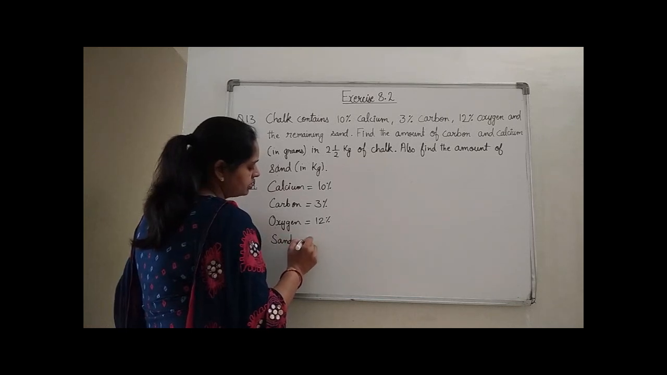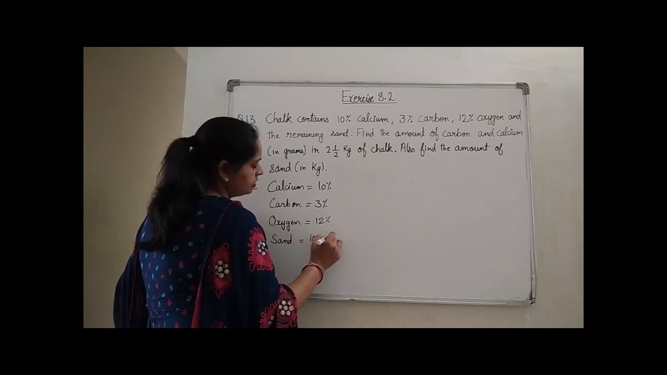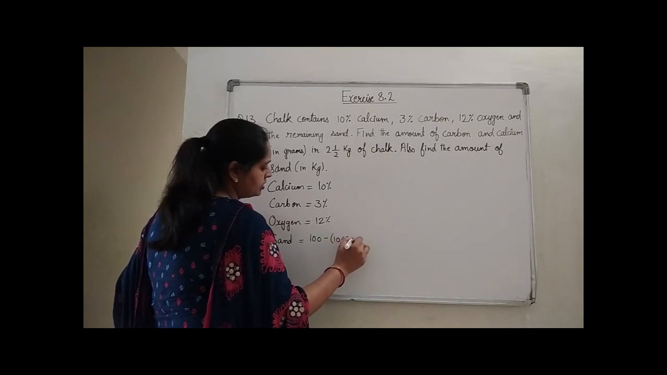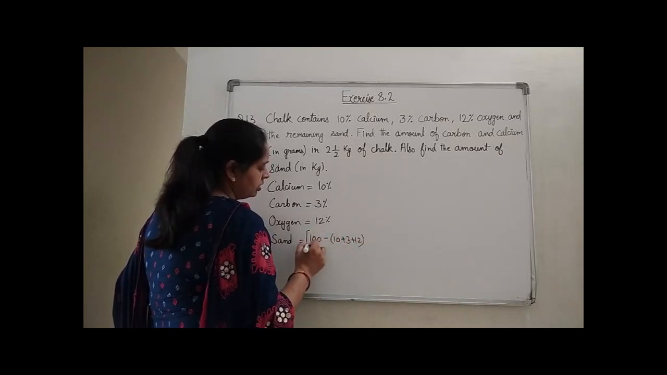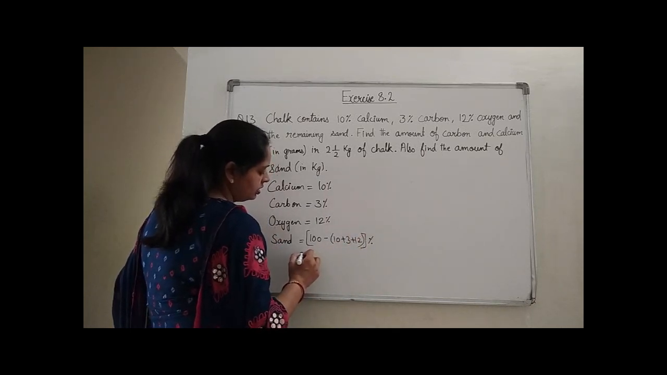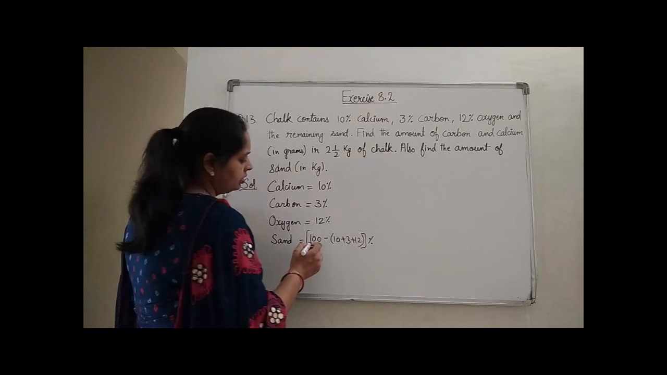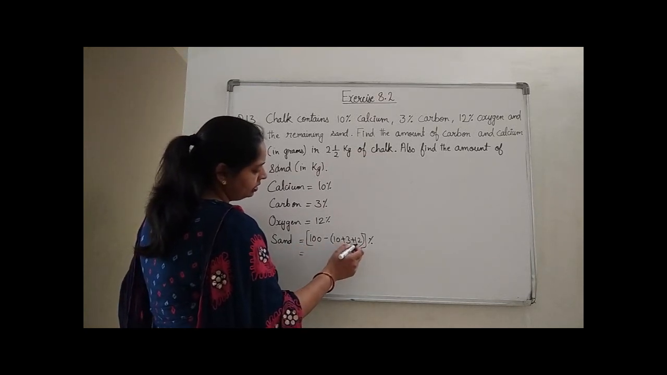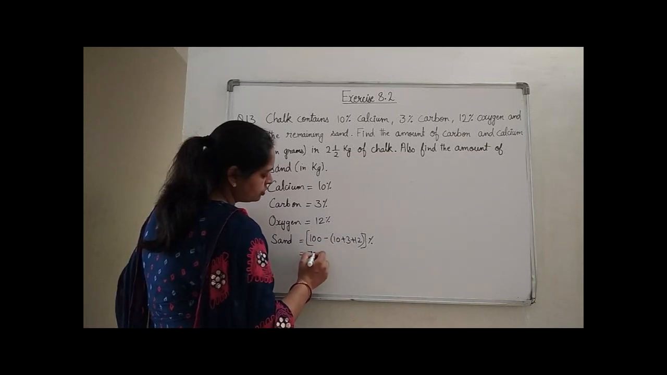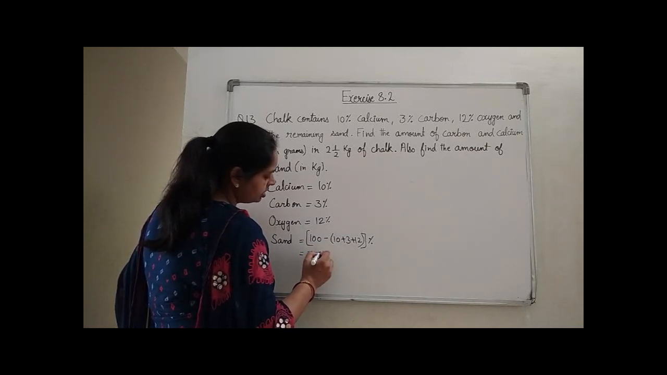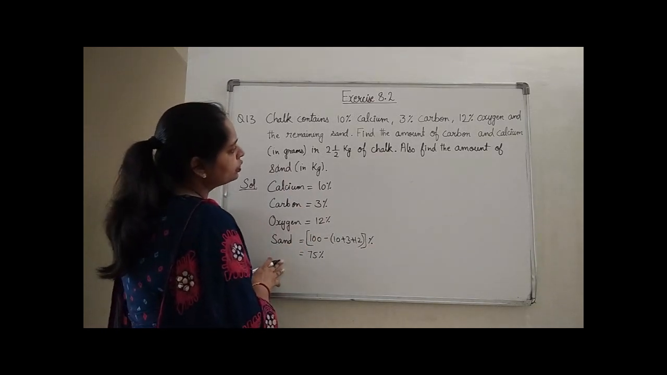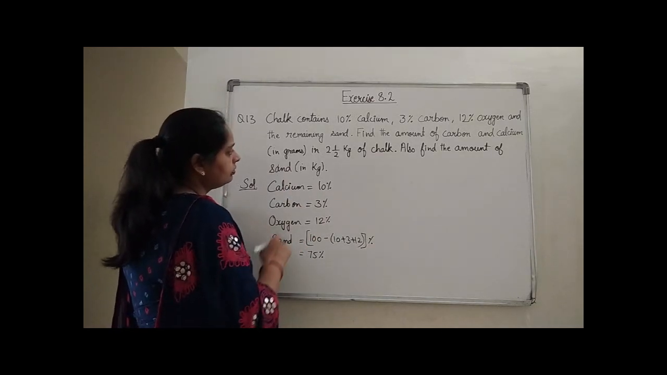Remaining is sand means 100 minus the sum of all these, that is 10 plus 3 plus 12. This much percent is the sand in this. So how much are we having? 10 plus 12 is 22, plus 3 is 25. 100 minus 25 will give you 75. So 75% in the chalk is sand.